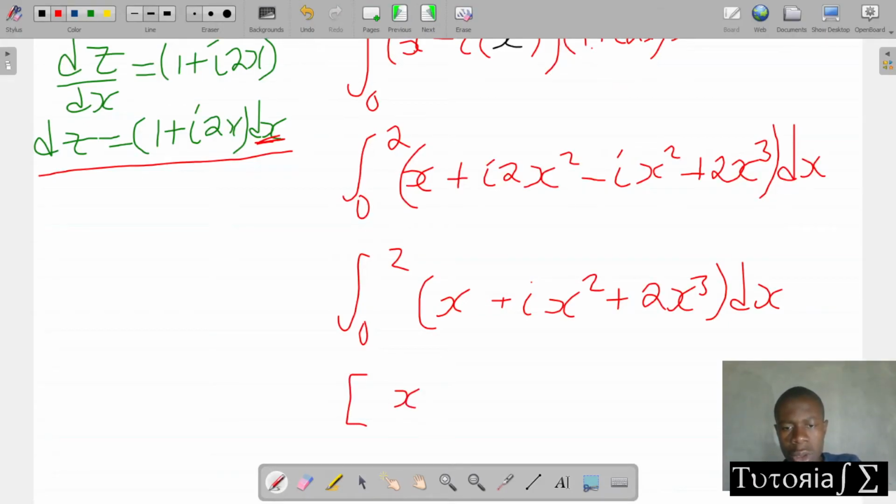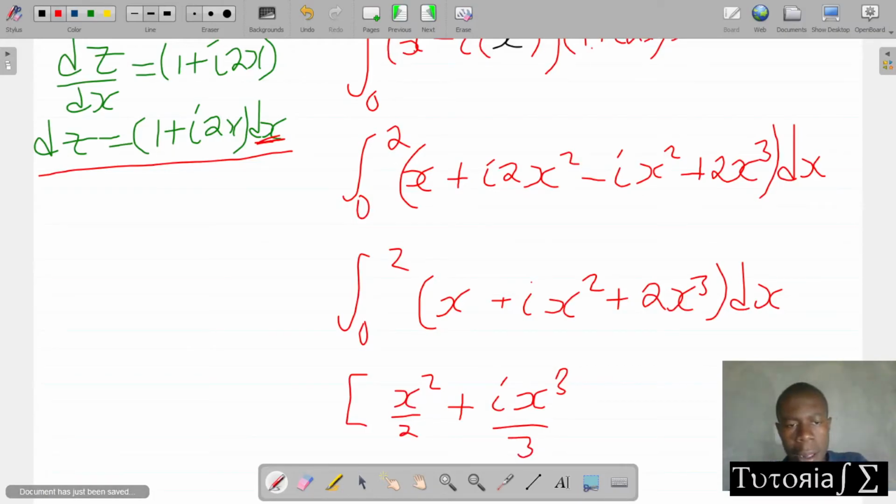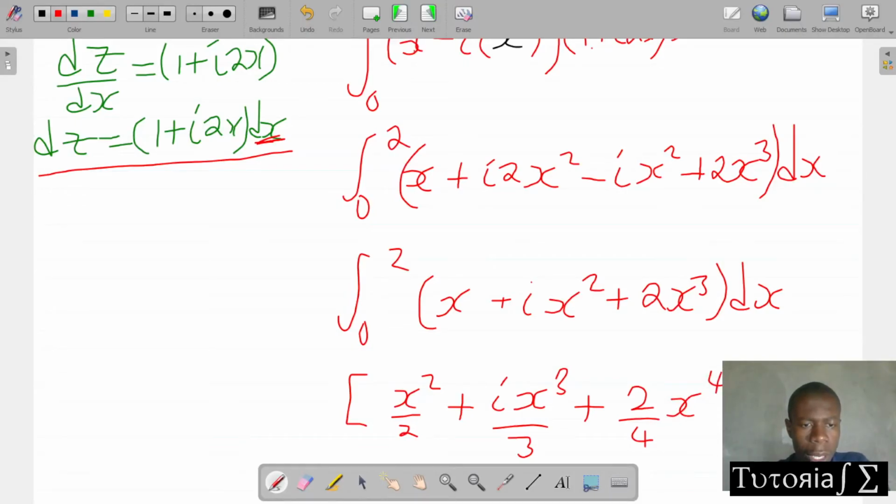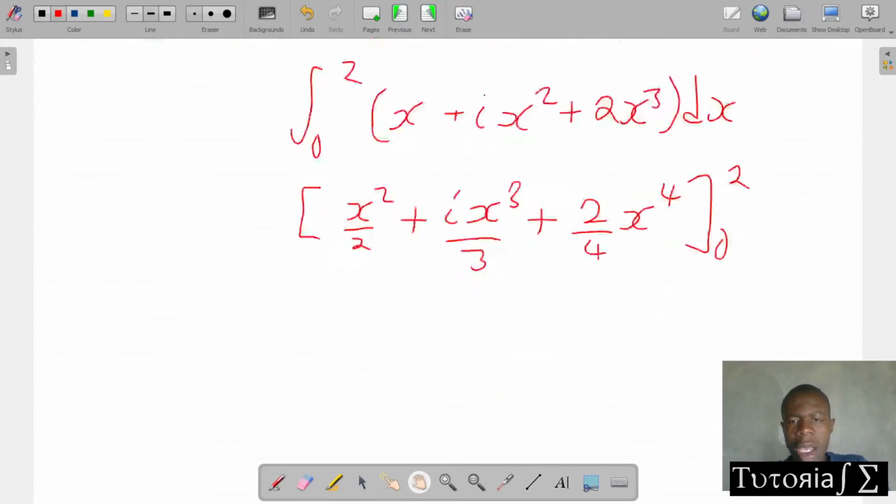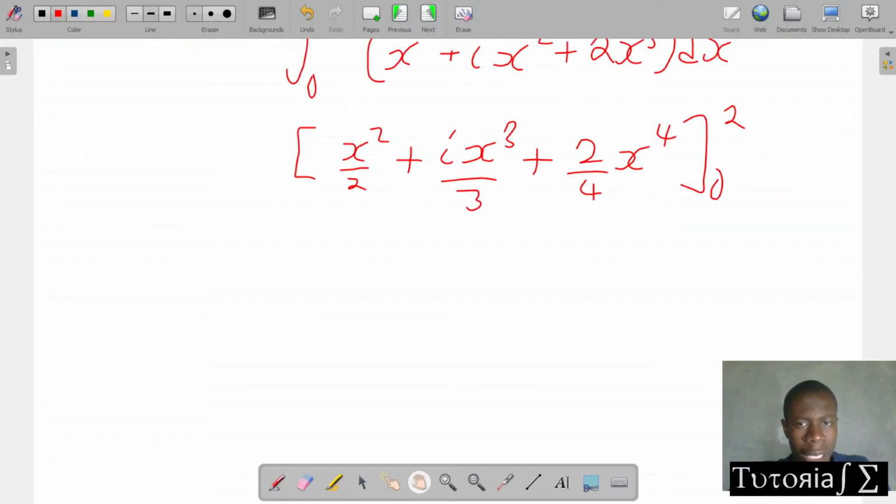This would be x squared over 2 plus i x to the power 3 over 3, plus 2 over 4 x to the power 4. Okay, then from 0 to 2. Then from here, we just replace the upper limit first, then the lower limit later.